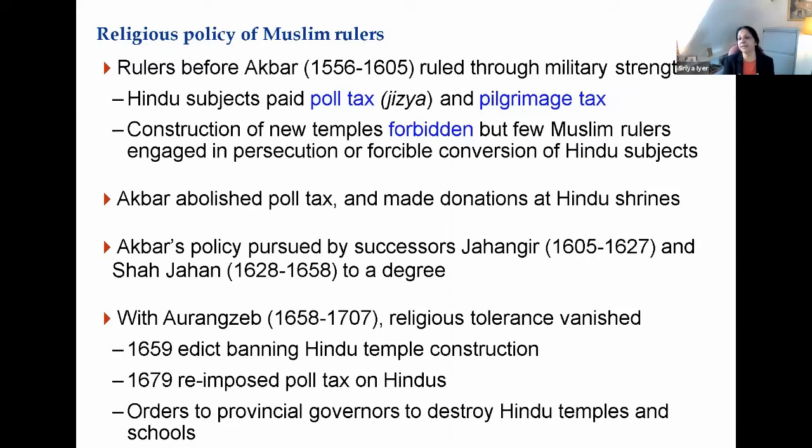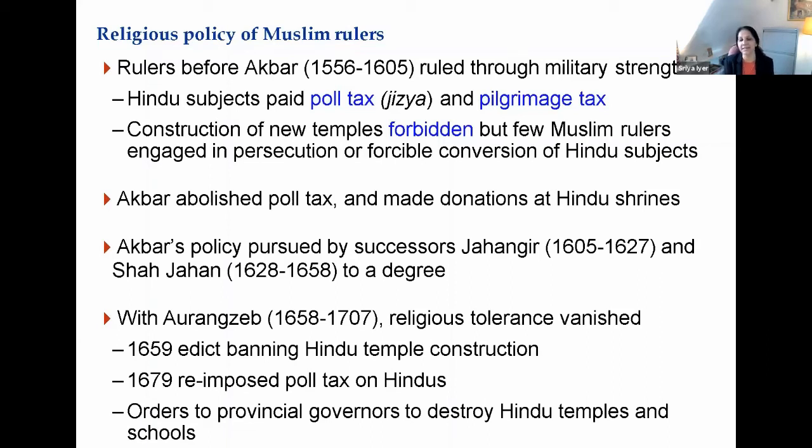Construction of new temples under these Mughal rulers was always forbidden, but few Muslim rulers actually engaged in any kind of persecution or the forcible conversion of Hindu subjects. And this was largely because they were governed by the Hanafi school of Islamic jurisprudence. Now, Akbar the Great, of course, abolished the poll tax, and he actually made donations at Hindu shrines. So he's one of the kings who did actually try to co-opt the religious authority.